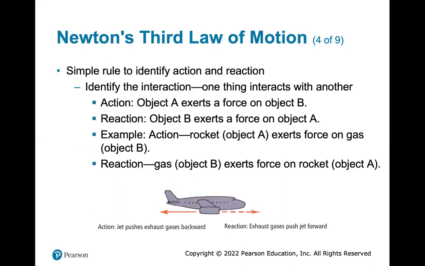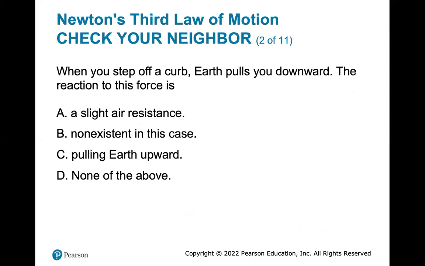Okay, a simple rule to identify action and reaction. Identify the interaction. One thing interacts with another. The action: object A exerts a force on object B. The reaction: object B exerts a force on object A. An example is a rocket exerts force on a gas, and the reaction is the gas exerts force on the rocket. It's the expulsion of the gas that gives the airplane thrust.